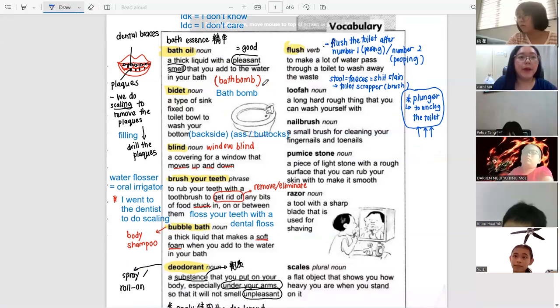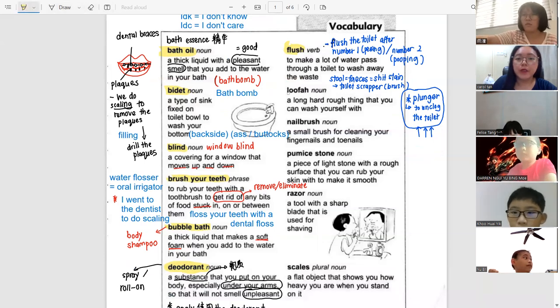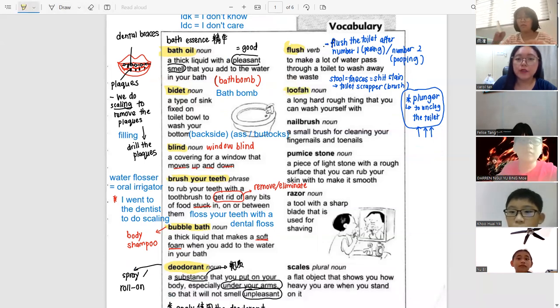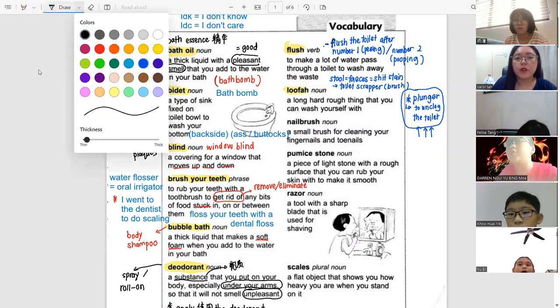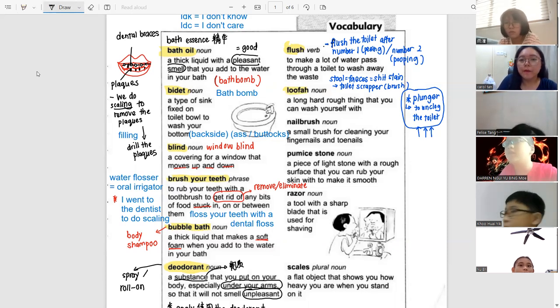Next, Darren Wei. What about this? Can you read another word? This one? Loofah. It's a long, hard, rough thing that you can wash yourself with.